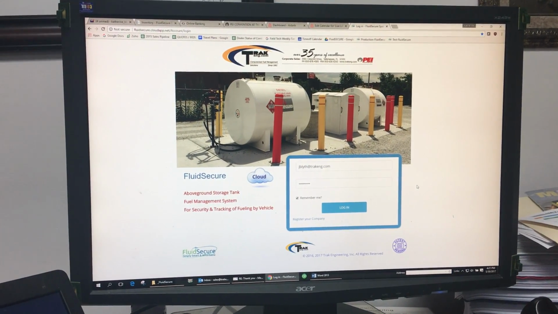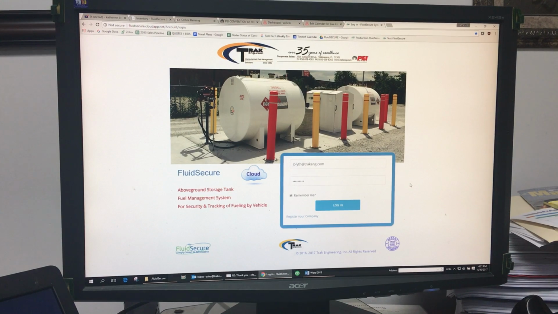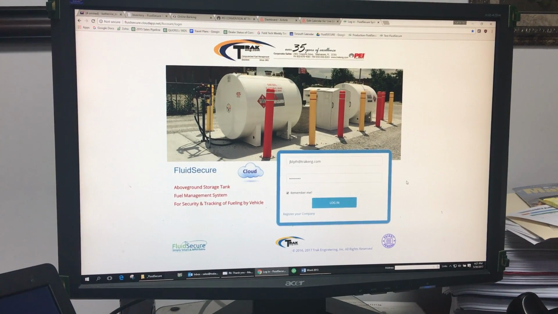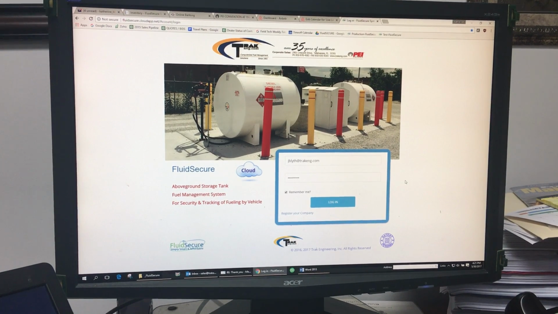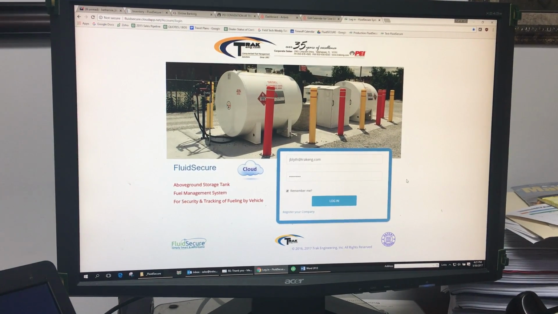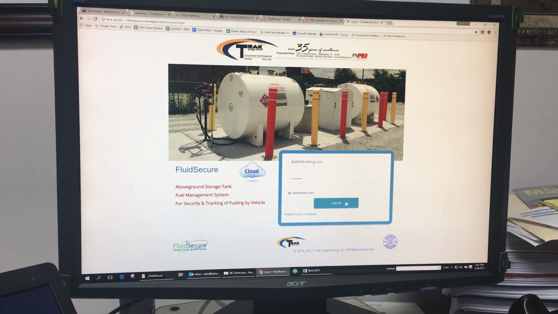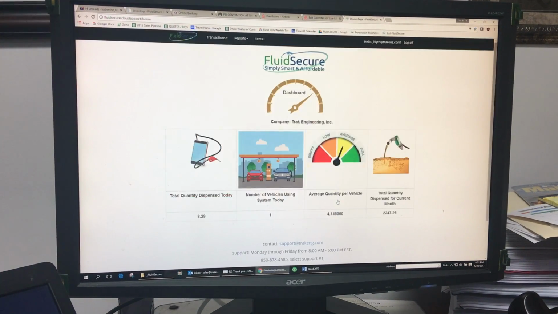Okay, here we are inside. So we're going to look at the capabilities of FluidSecure Cloud, which has all the ability to set up various vehicles and personnel. And I'm going to take a brief look at those things here just to see what's available here. I'm going to log in.